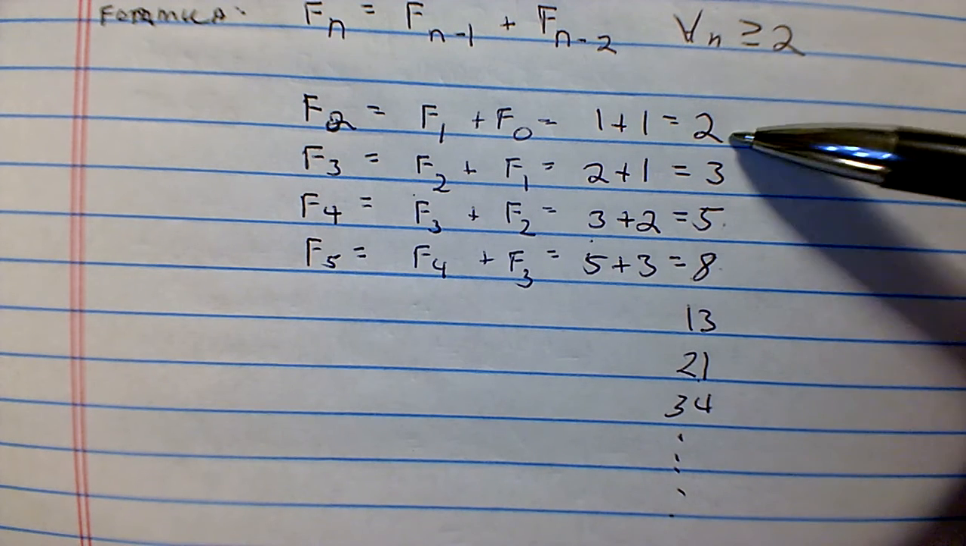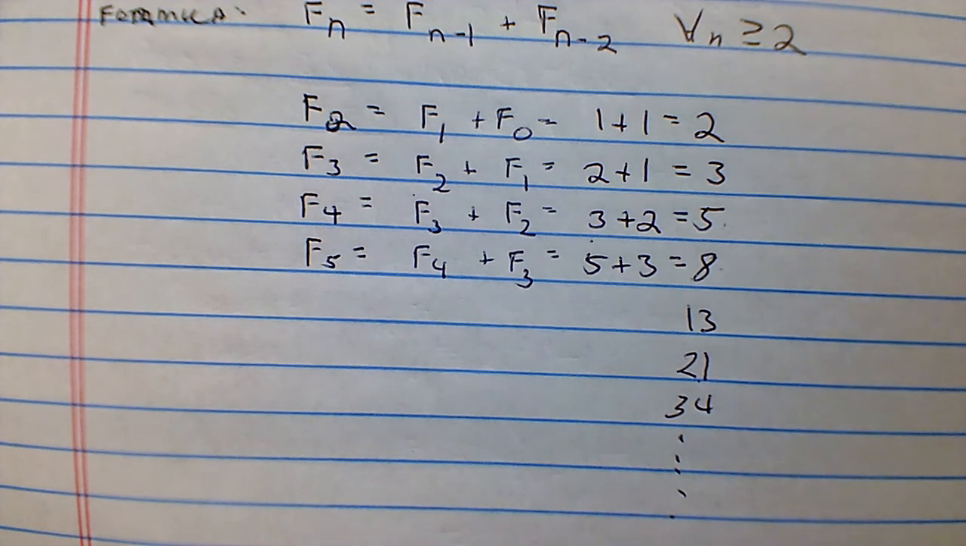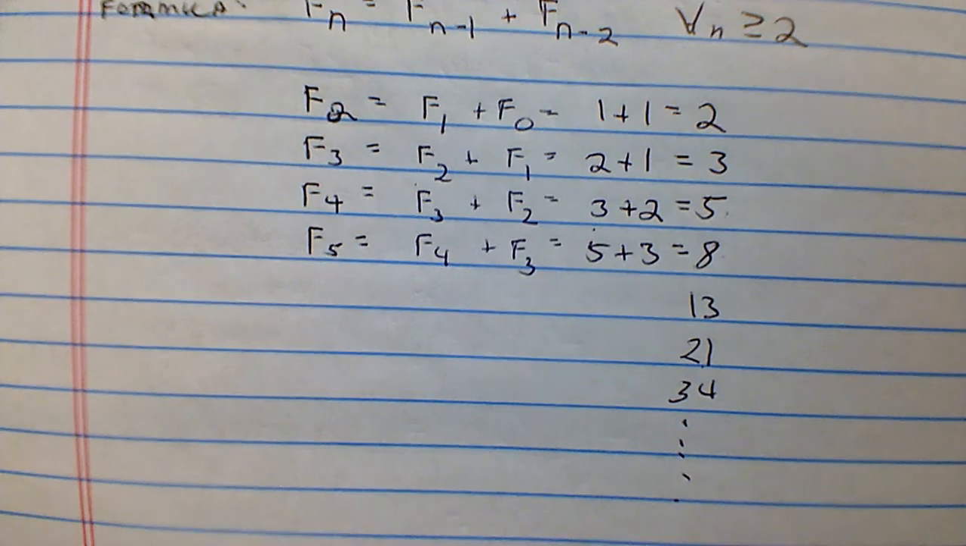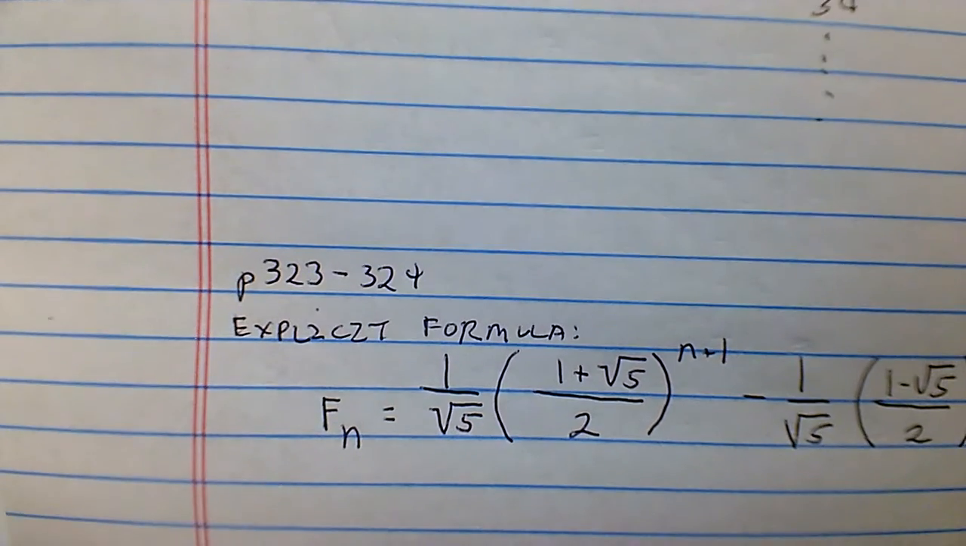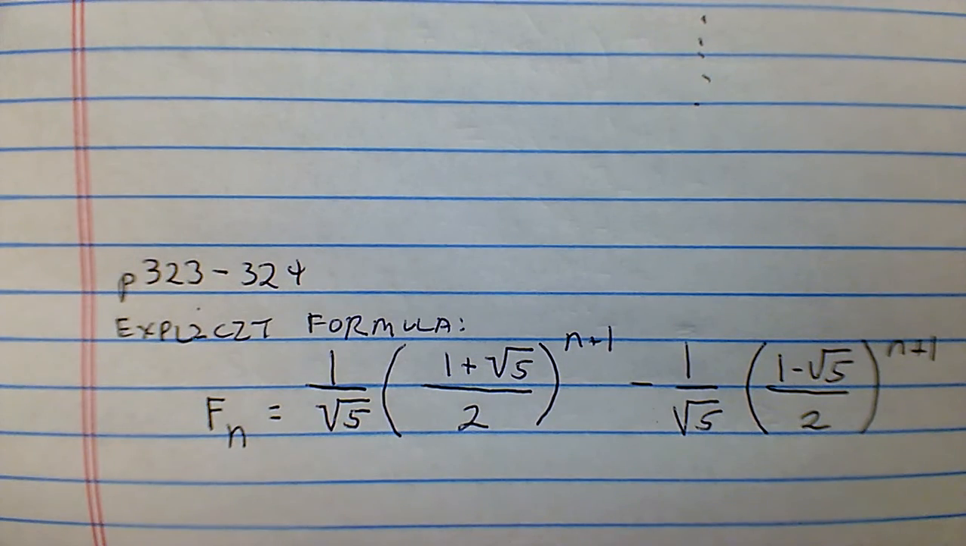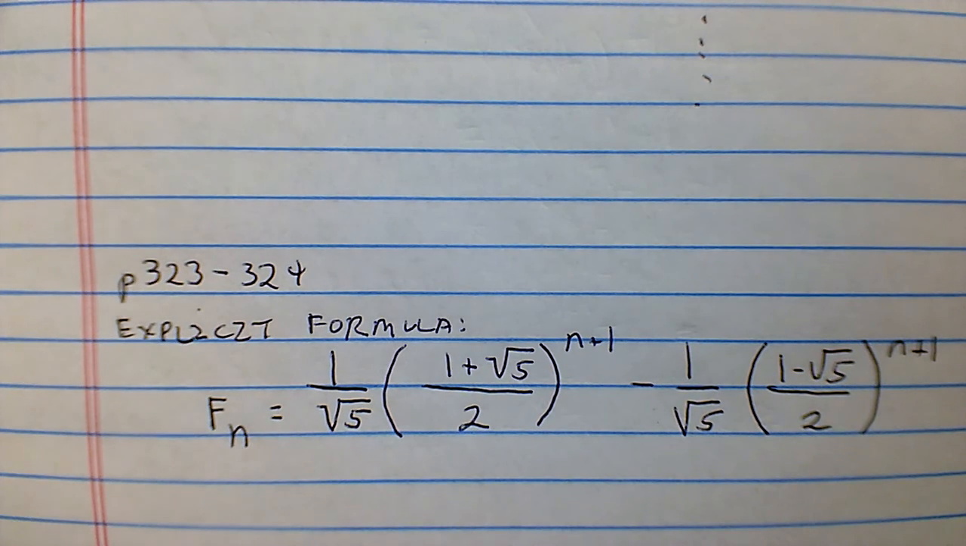Now when you look at this, it is an easy formula to express in a recursive form. But if you were going to try to find an explicit form for this, that looks a lot more challenging. And it is. In fact, it's just a little bit beyond what we're going to do in this class. But there is an explicit formula for that. And if you're really interested, we're not going to do it, but it's in the section right after where we leave off. It's on page 323 and 324.